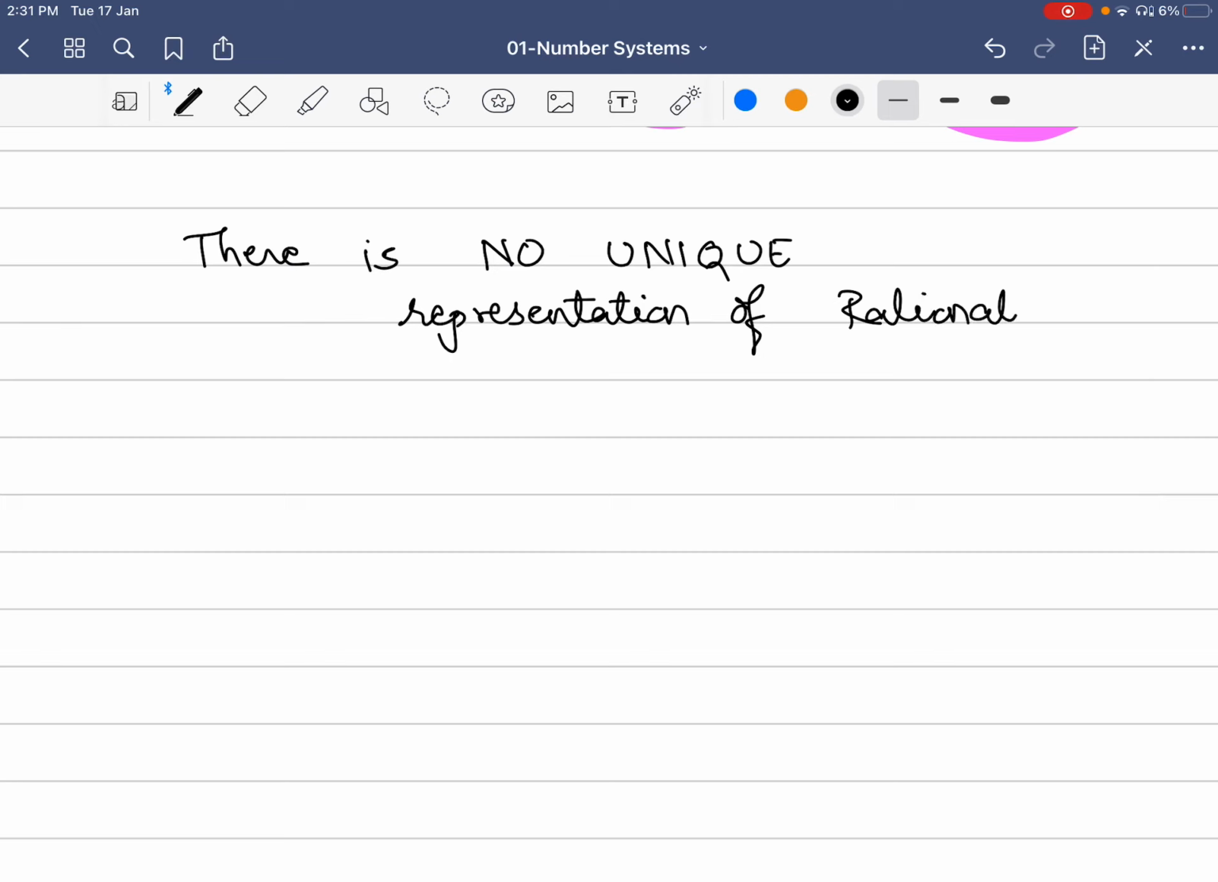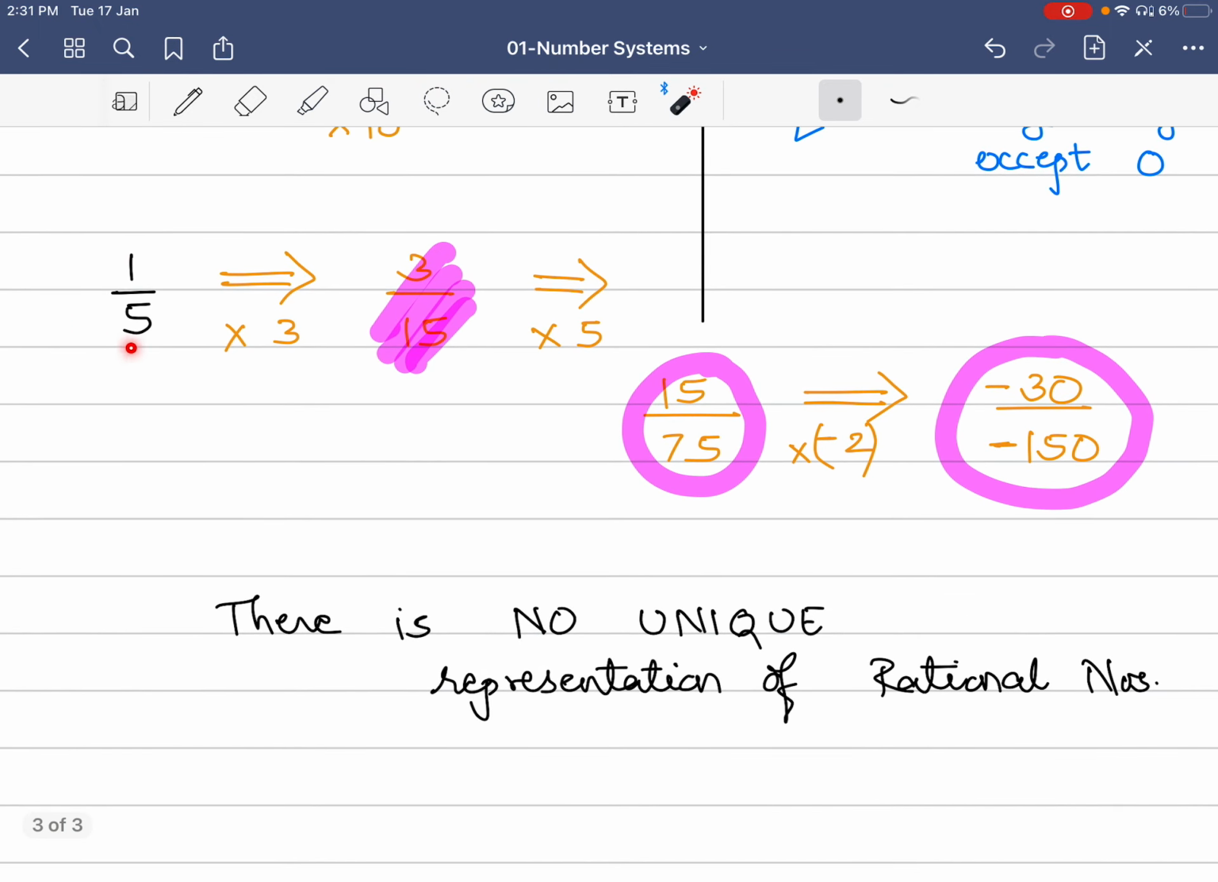This is the important concept. Rational numbers do not have any unique representation. If you consider other number systems, whole numbers, integers, or even natural numbers, they have a unique representation. But rational numbers do not have a unique representation. They have all these different equivalent forms. So this is an important concept which we'll be using several times in solving a lot of problems from the exercise.